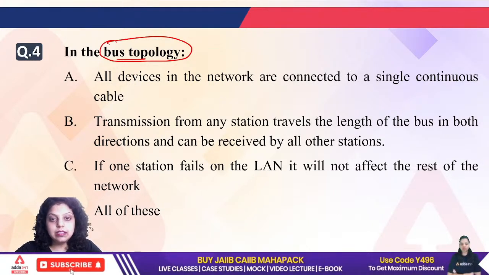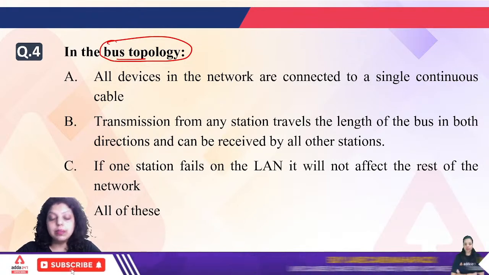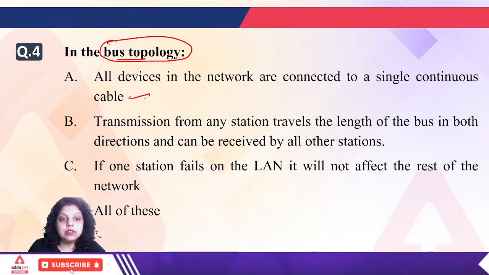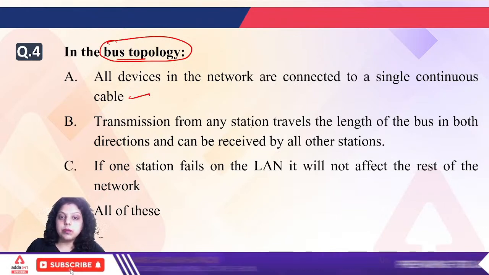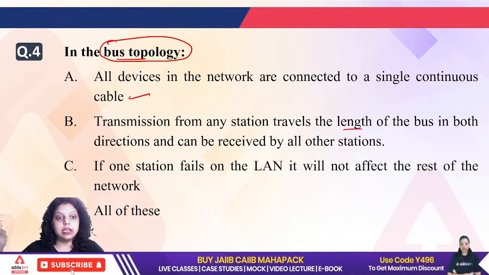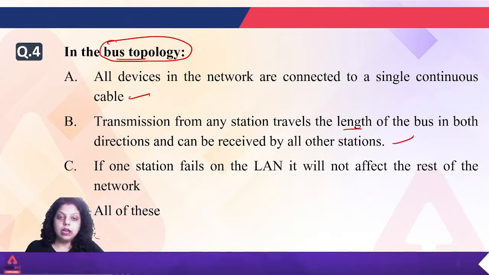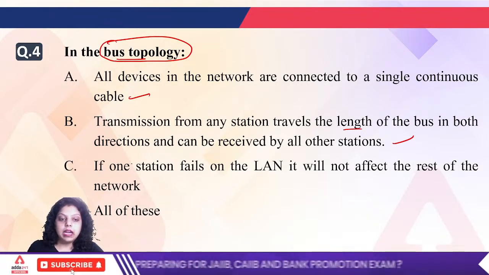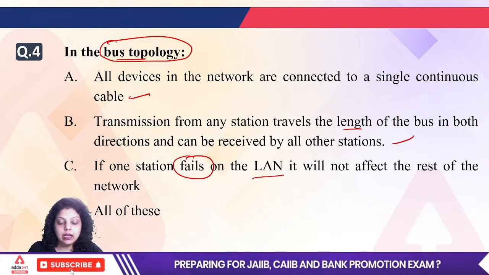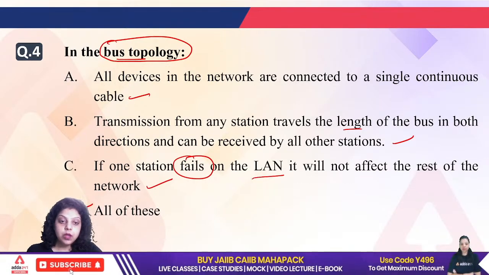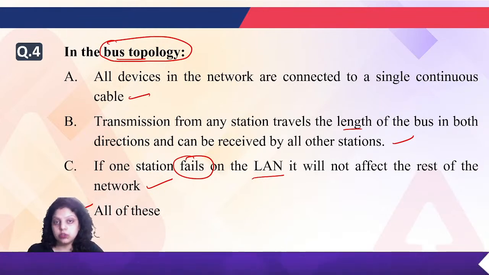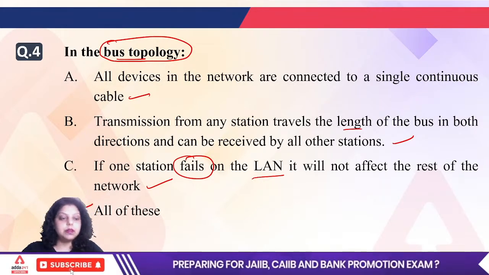All devices in the network are connected to a single continuous cable. That is true; all the terminals will be connected to the single continuous cable. Transmission from any station travels the length of the bus in both directions and is received by all the other stations. That is also true. And if one station fails on the LAN, it does not affect the rest of the stations. That is also true. So the right answer will be D, all of these are true related to the bus topology.